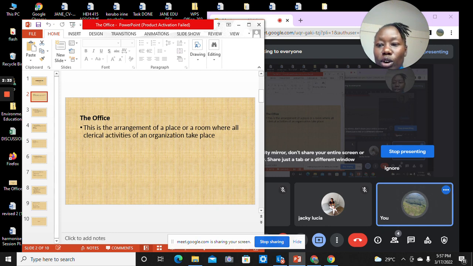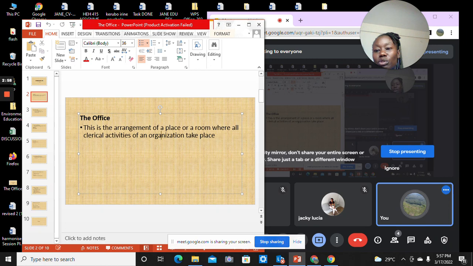So let us define office layout. We say this is an arrangement of a place or a room where all clerical activities of an organization take place. So office layout is the way you arrange your office to ensure that people or workers, staff sit in a proper manner to enable them work efficiently.